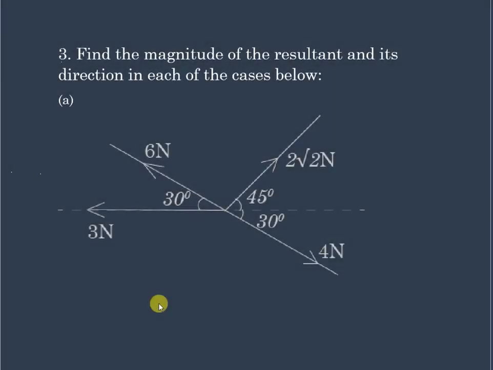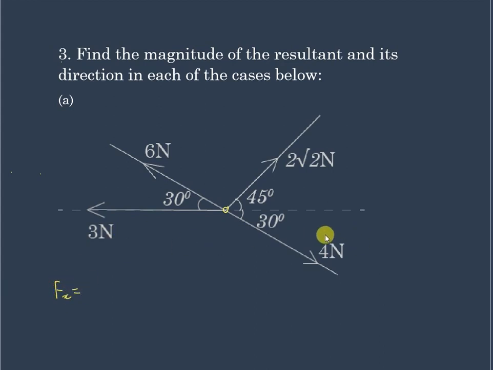Let us examine this example. You have 4 newtons, 2 root 2, 6 newtons, and 3 Newton force inclined at the angles as you are seeing them. They want us to find the resultant of these forces. All of them are acting at that point. They want us to get the resultant and the direction. Now we shall get the resultant along the x-axis, which we can call Fx.